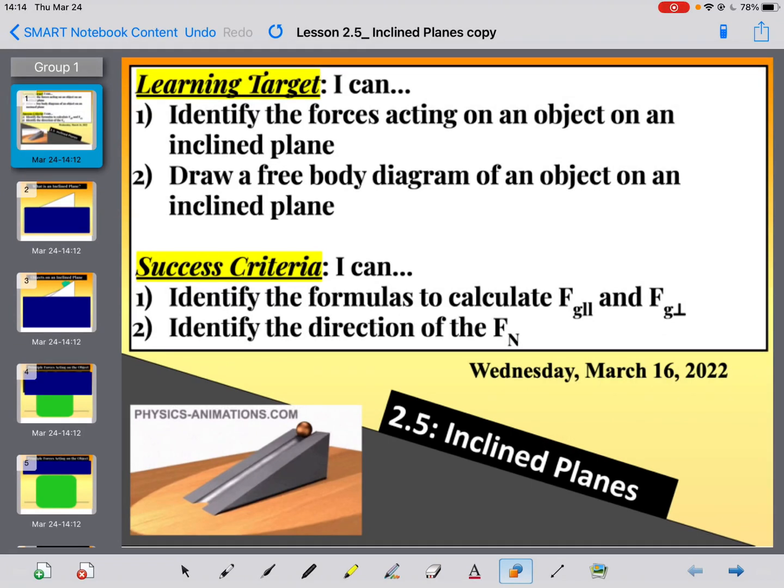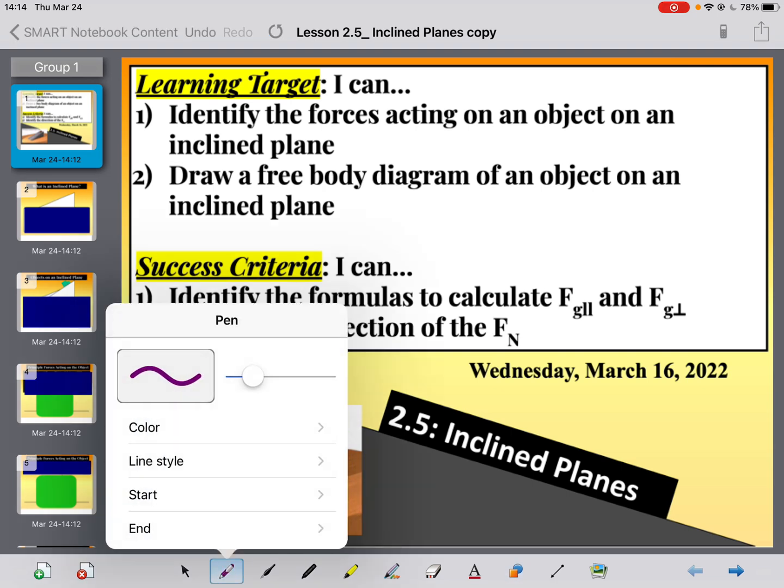Alright, so this is part 1 of lesson 2.5, inclined planes. So the learning target: I can identify forces acting on an object on an inclined plane. I can draw a free body diagram of an object on an inclined plane. And hopefully at the end of this lesson, you'll be able to identify the formulas needed to calculate the force of gravity parallel and the force of gravity perpendicular, which are these two symbols right over here.